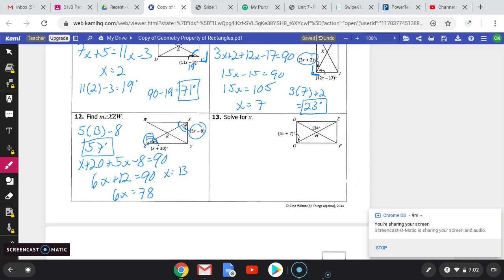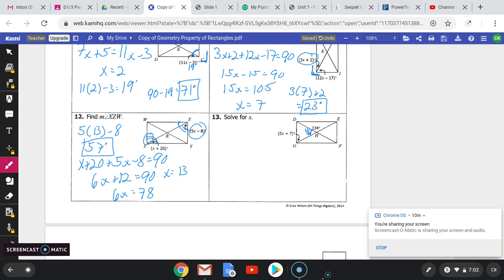Last one here. With this one, they gave you 5x plus 7, which is that corner there, and 134, which is in the middle. Unfortunately, these do not equal 90 because obviously 134 is already bigger than that. And they only give you the angle next to it, so I can't add anything to make it 90. However, this is what I can do. And again, there's usually more than one way to do a problem. I can figure out this angle right here by taking 180 minus 134, and that's going to give me 46 degrees right here.